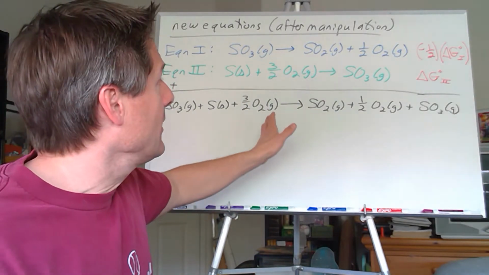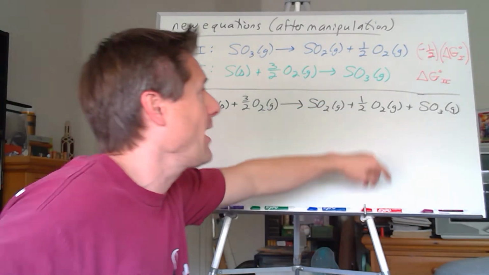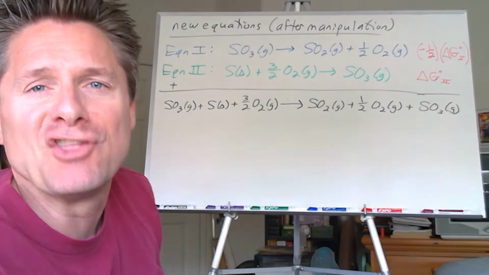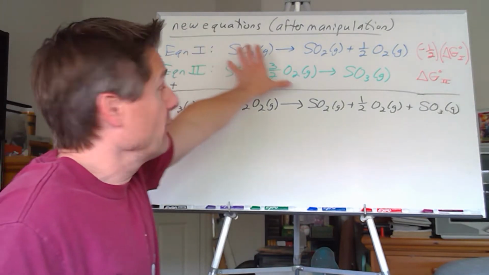Equation 2, I didn't manipulate at all. I left it exactly like it was. So I leave it as the sulfur plus 3/2 moles of oxygen, giving me the sulfur trioxide, and I leave the delta G as the original delta G2, equation 2 that was provided. So take everything on the left-hand side.